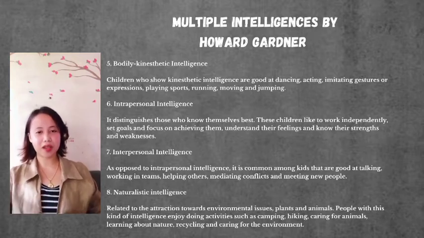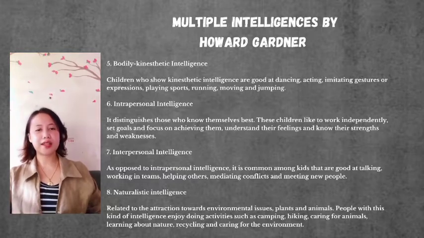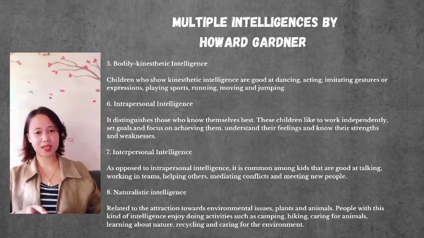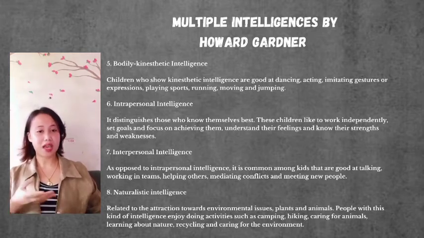And the last, number 8, naturalistic intelligence, related to the attraction towards environmental issues, plants and animals. People with this kind of intelligence enjoy activities such as camping, hiking, caring for animals, learning about nature, recycling, and caring for the environment.